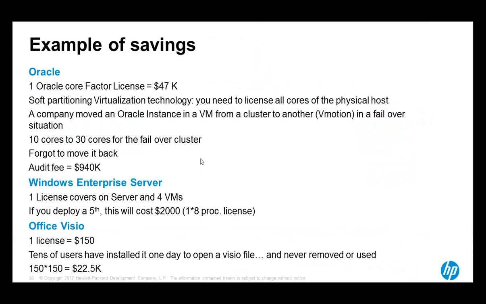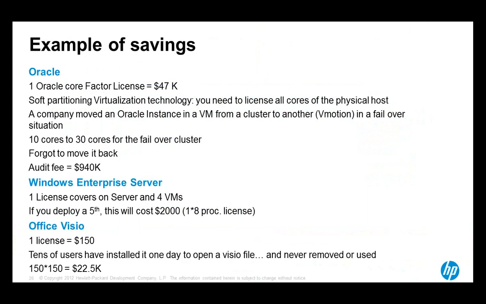So let's start with concrete examples of savings, knowing that I'm going to talk about Oracle later, but I'm going here to talk about various vendors, Microsoft and Oracle. So if we take the first example, one Oracle core factor license costs $47,000. That's the official price list. You may get a discount on top of that, but we're talking about a very expensive application here.